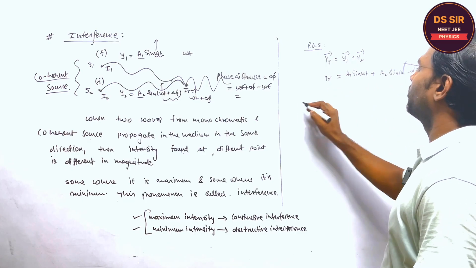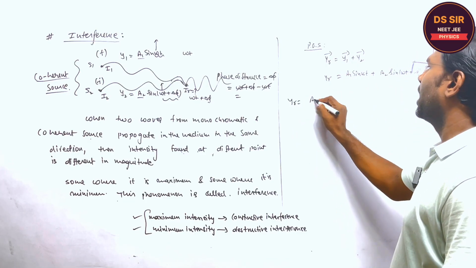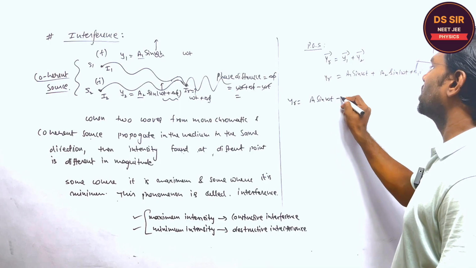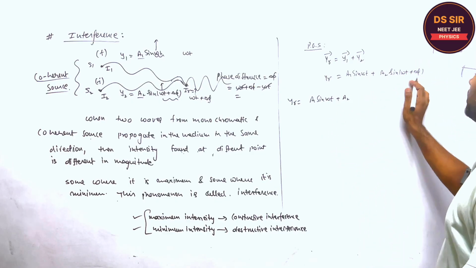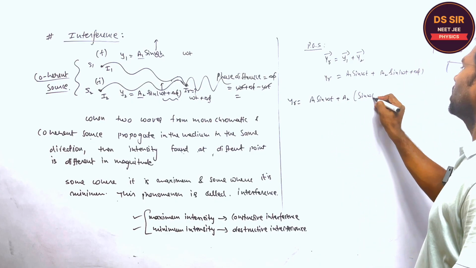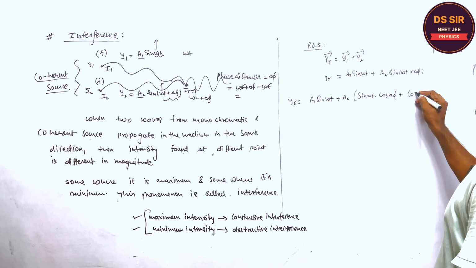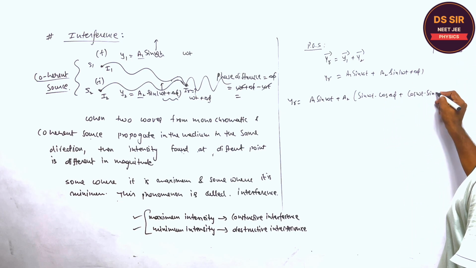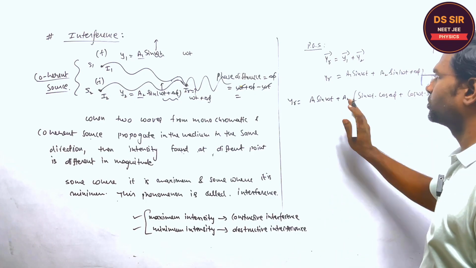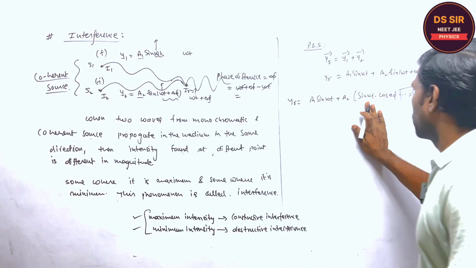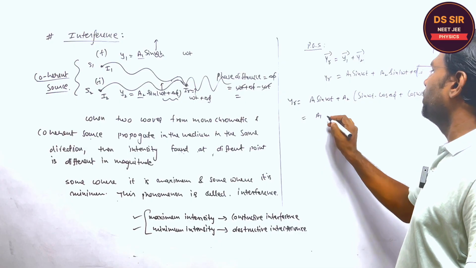Right, this is the resultant wave. So the resultant wave is A1 sine omega t plus A2 sine omega t plus delta phi. Sine A plus B formula: sine A cos B plus cos A sine B. Is it clear or not? Copy this. Okay, so now we can simplify this.